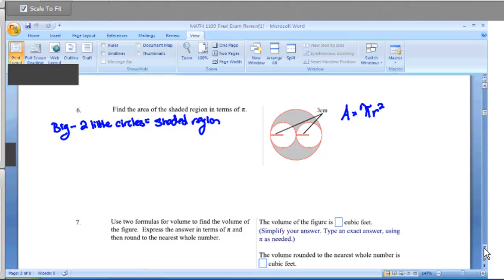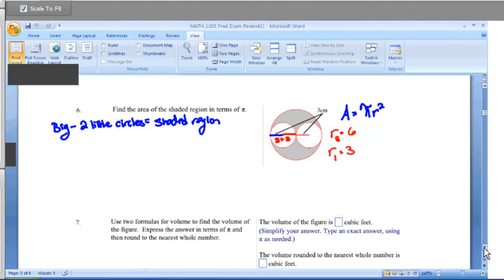Because we know that this is 3 centimeters, we know if we go the other direction in the same circle, that's going to be another 3 centimeters. So the 3 and 3 gives us 6, and that's going to be the radius of the big circle. So the radius for the big circle will be 6, and the radius for the little circles is 3.